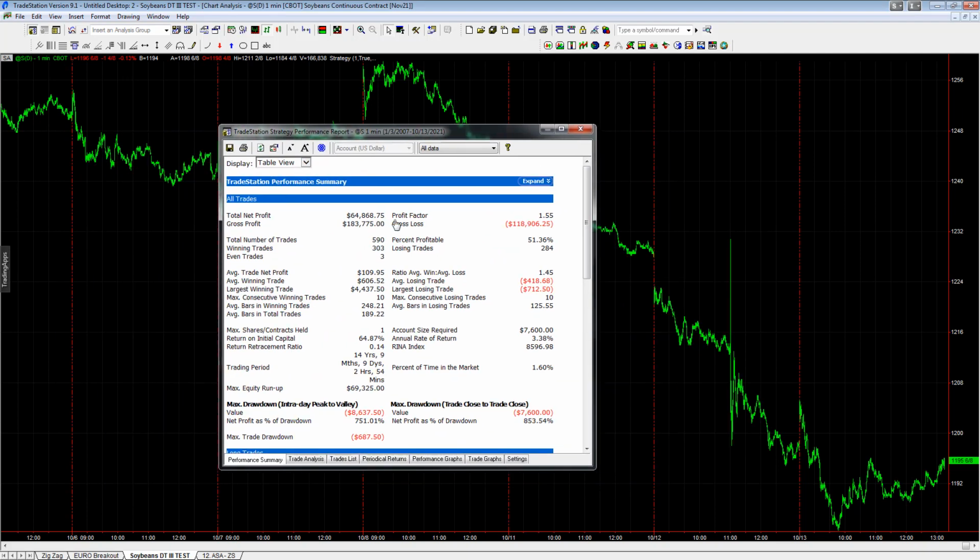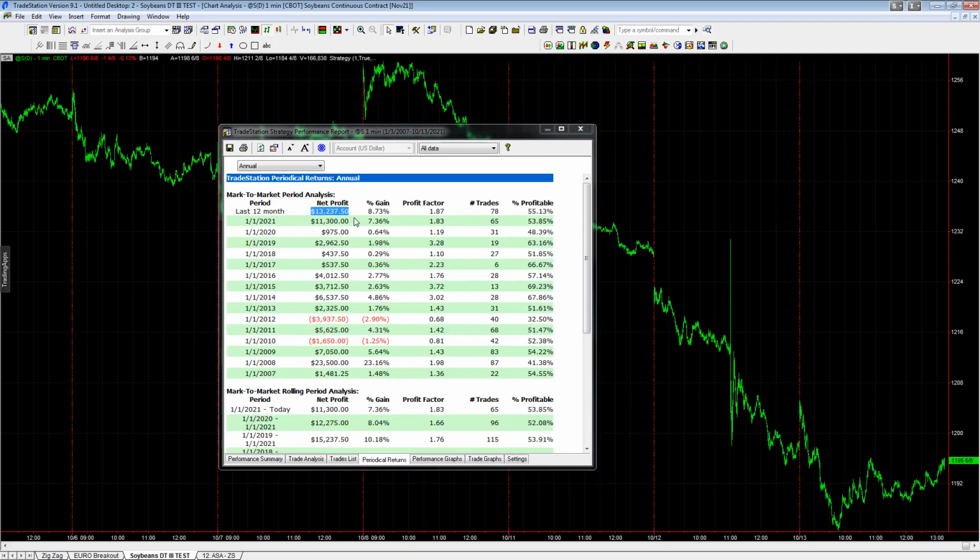But it trades a lot less. Periodical returns: 11,313.237.50 over the last 12 months. 78 trades, that's pretty good. 65 this year over 10 months, so about 6.5 trades a month.